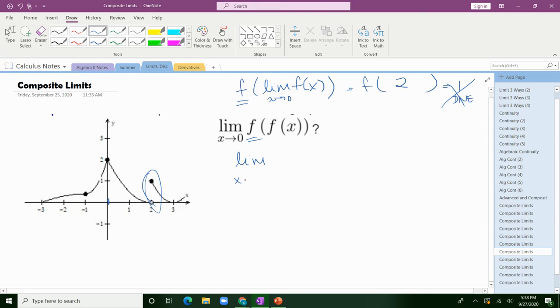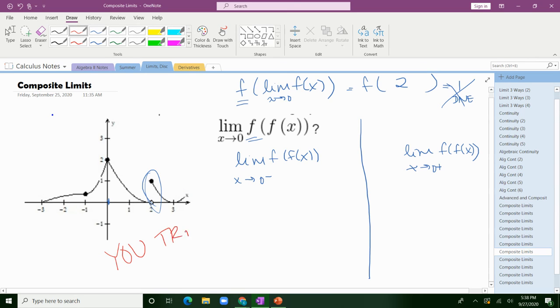Break it down, left and right hand limits. So 0 from the left and 0 from the right. Okay, so you've seen me do a couple problems. I want you to try this right now, and let's see what happens. So pause the video and give this a try, and then I will quickly go through it.